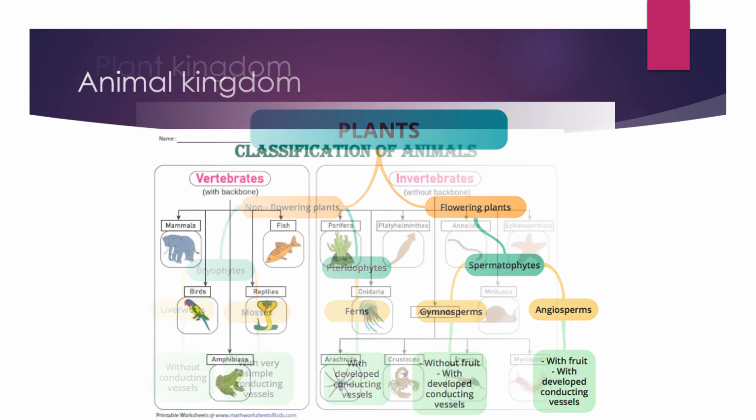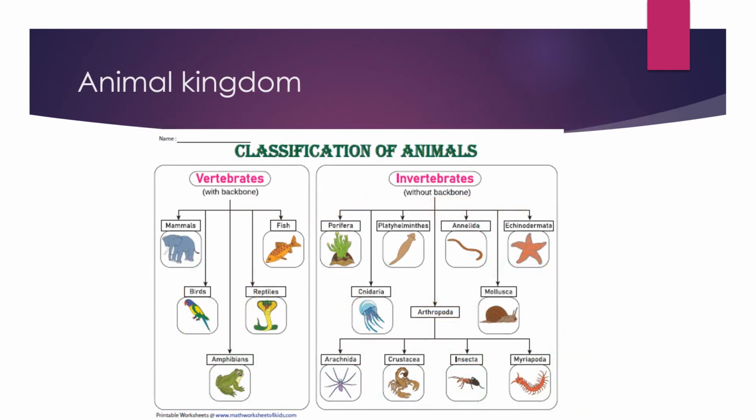And next one is the animal kingdom. Broadly, we can classify it into 2 groups. First one is the invertebrate and the next one is the vertebrate. This classification is based upon the presence of a backbone. Invertebrates have no backbone, and vertebrates have a backbone. And vertebrates are also classified into 5 groups: fish, reptile, amphibia, birds, and mammals.